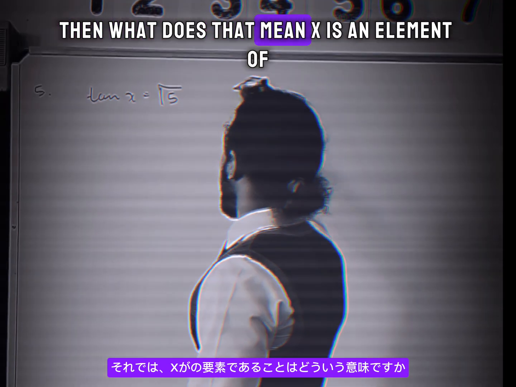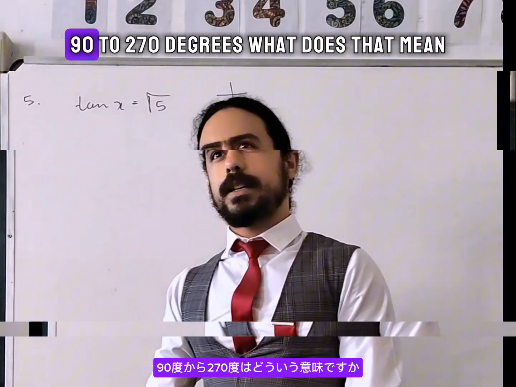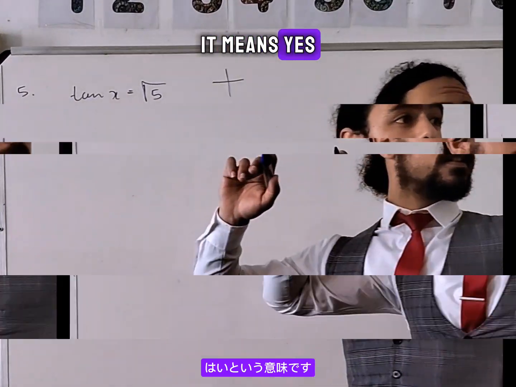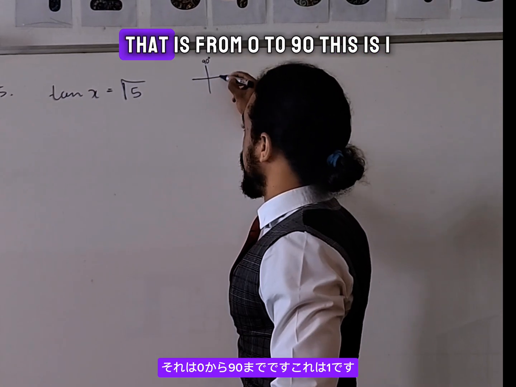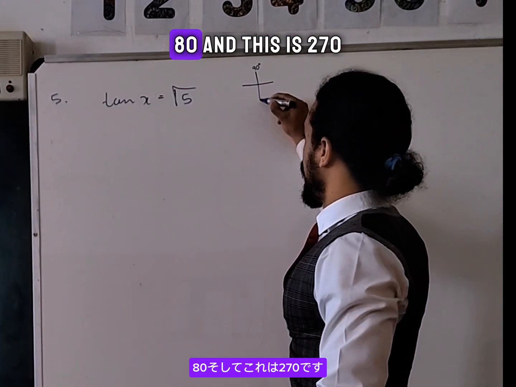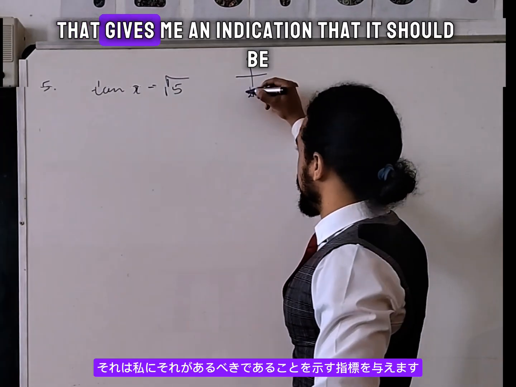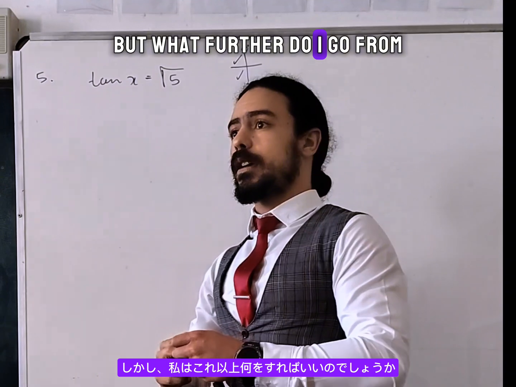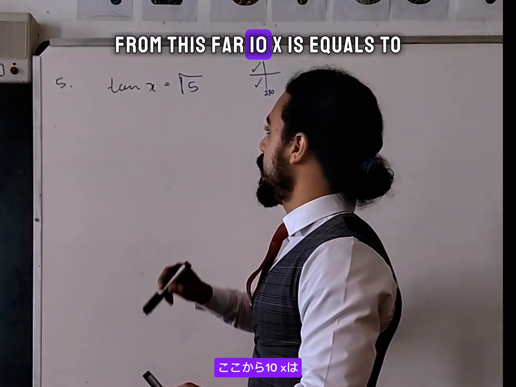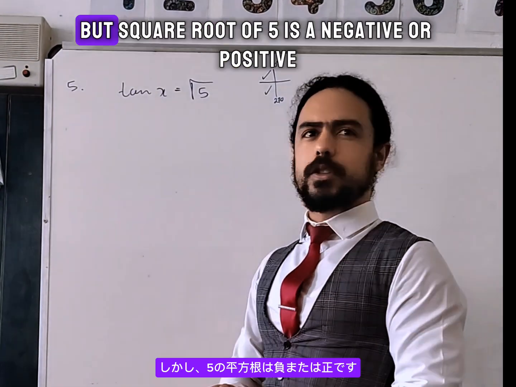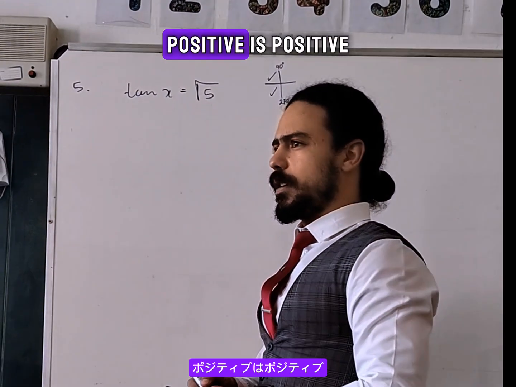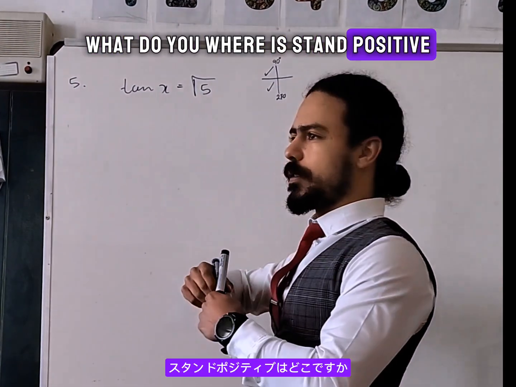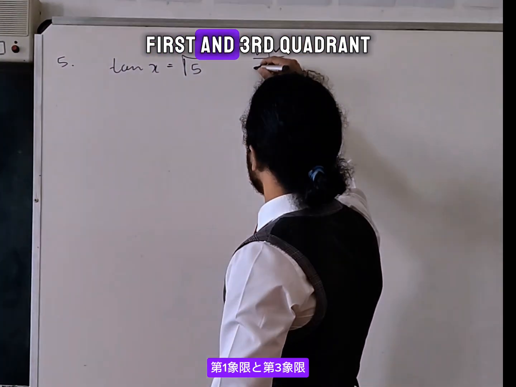Then, what does that mean? X is an element of 90 to 270 degrees. It means we know that 90 starts there, that is from 0 till 90. This is 180 and this is 270. So that gives me an indication that it should be between those two quadrants. But what further do I go from this part? Tan of x is equal to the square root of 5. But is the square root of 5 negative or positive? It's positive. And what kind of function am I dealing with? Tan. Where is tan positive? First and third quadrant.